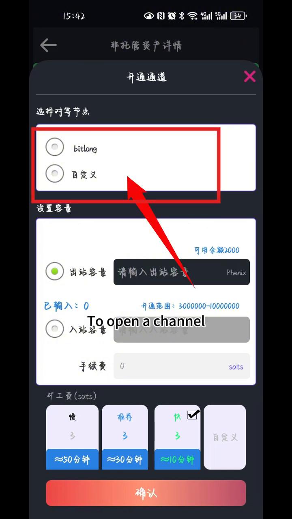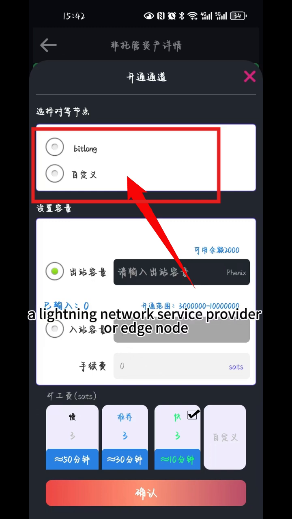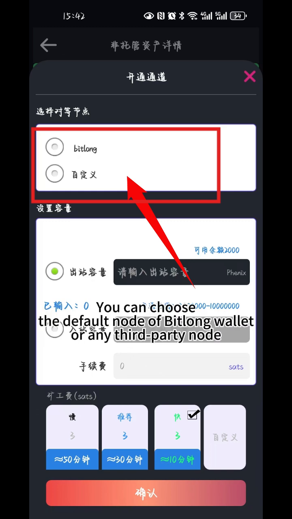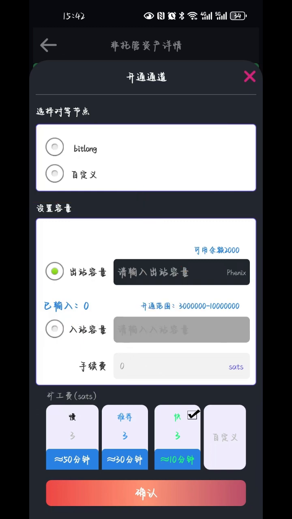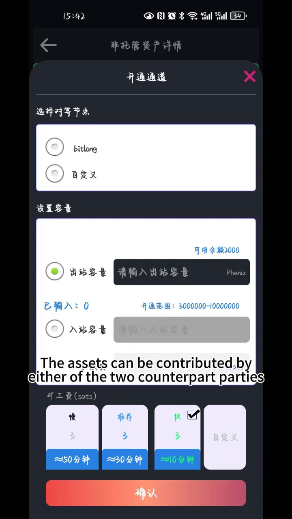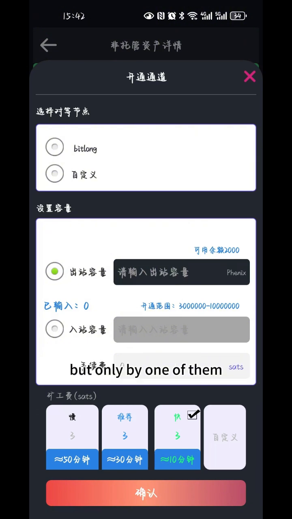To open a channel, you need to select a peer node at first, also known as a Lightning Network Service Provider or Edge node. You can choose the default node of Bitlong wallet or any third-party node. When opening a channel, assets need to be injected. The assets can be contributed by either of the two counterpart parties, but only by one of them.